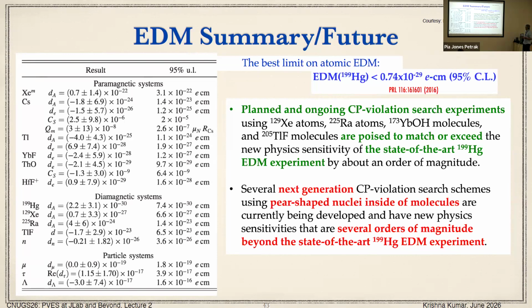Several next generation CP violation experiments on pear-shaped nuclei inside of molecules are currently being developed. The idea is to push towards a standard model prediction. So this is going to be pushed again for the next decade or two. I keep trying to push this to see if we can find TeV scale physics and get to the standard model prediction.